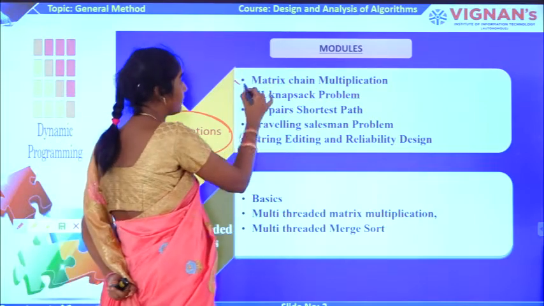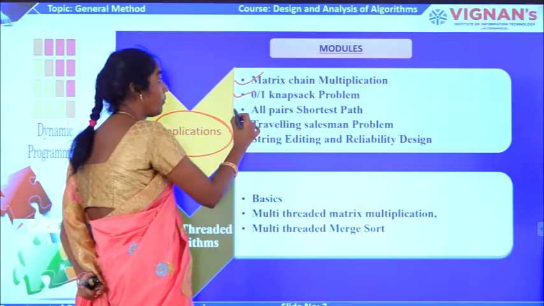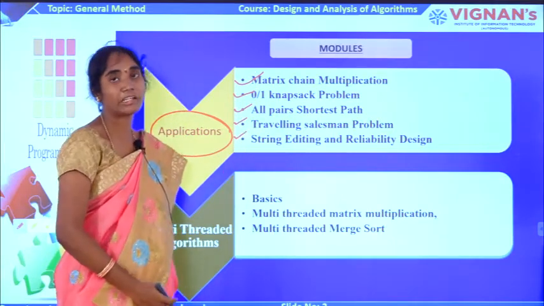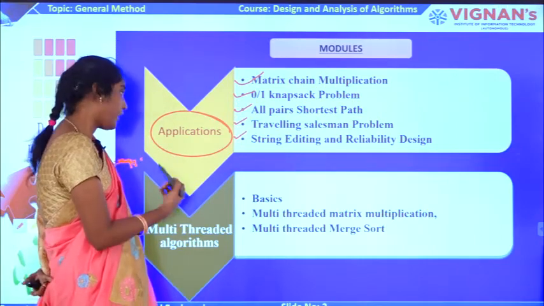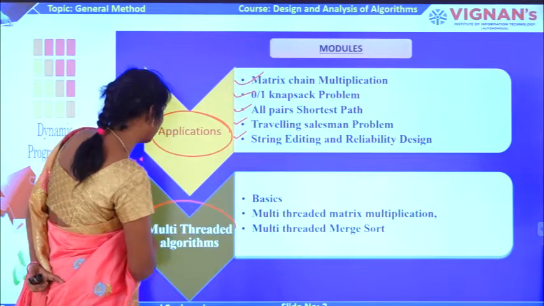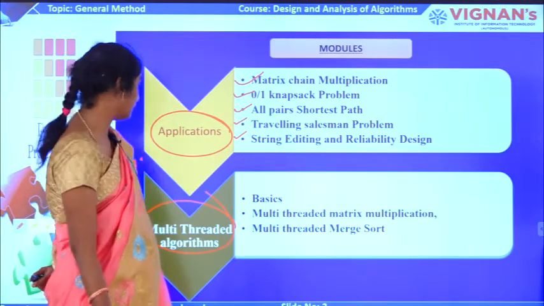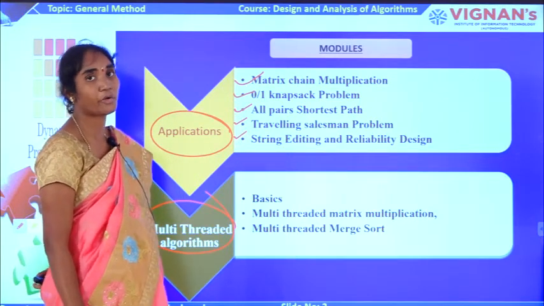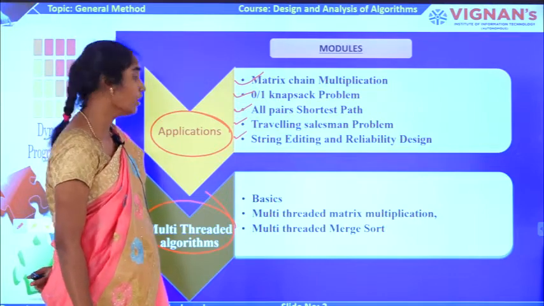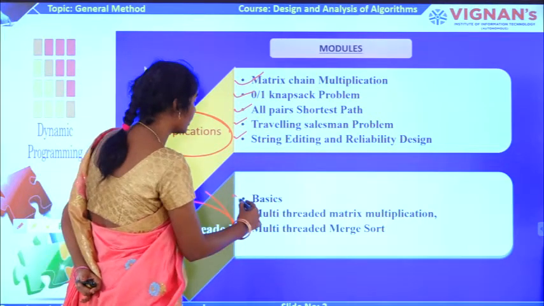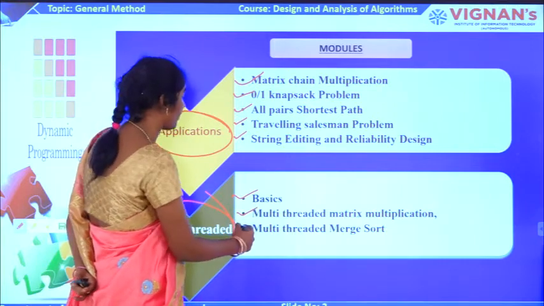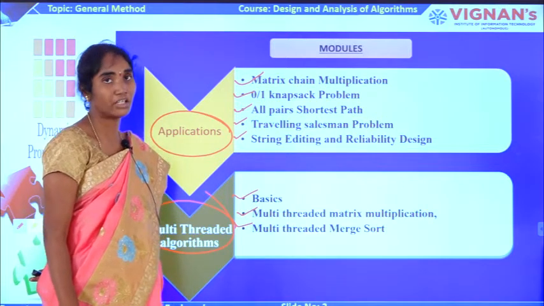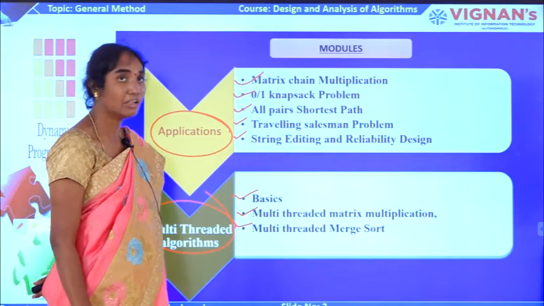The applications are matrix chain multiplication, 0/1 knapsack problem, all pair shortest path, traveling salesman, string editing and reliability design. Not only the applications, we are also seeing multi-threaded algorithms, and how we apply dynamic programming on multi-threaded algorithms. In this module we will learn the basics, multi-threaded matrix multiplication followed by multi-threaded merge sort.